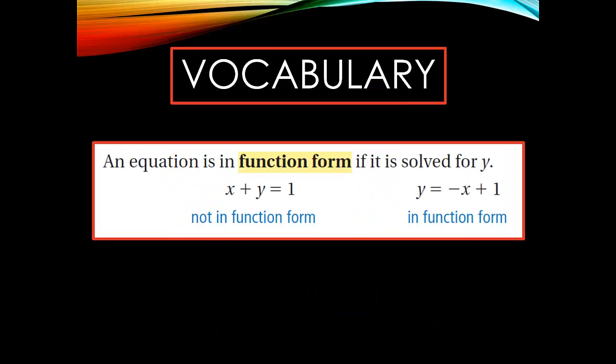Now we're going to look at a vocabulary word. An equation is in function form if it is solved for y. So for the first one, x plus y equals 1 is not in function form because it's not solved for y. The second one, y equals -x plus 1, is in function form because it is solved for y.